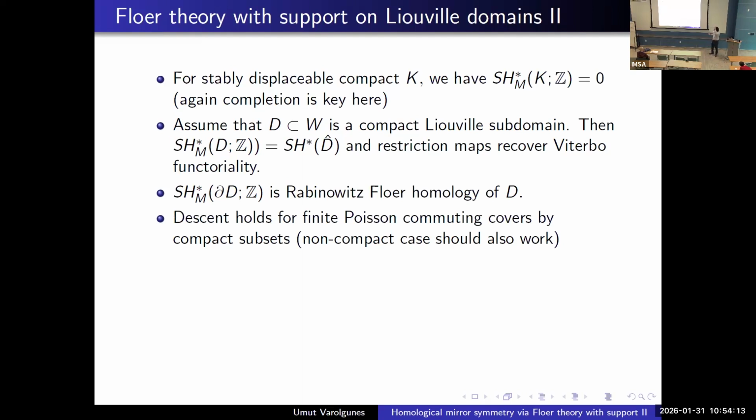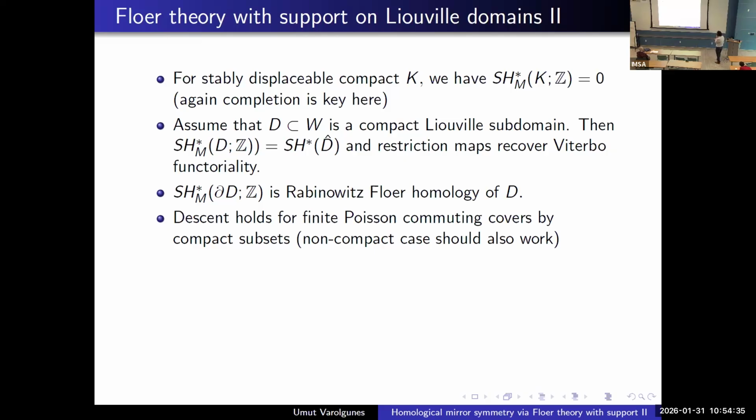Okay, so descent now holds, not in general. You don't have the Mayer-Vietoris property in general. You need a condition. Okay, the condition is called Poisson commutative. I'm only going to say it for compact subsets, and it's not written for the non-compact case. And I thought about it a little bit, you do need some new technical ingredients as far as I can see.